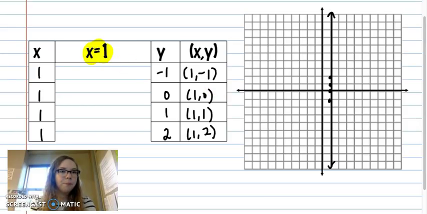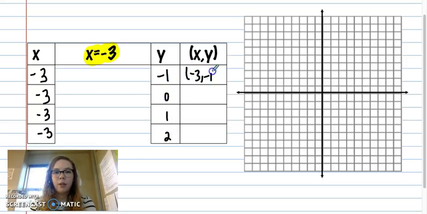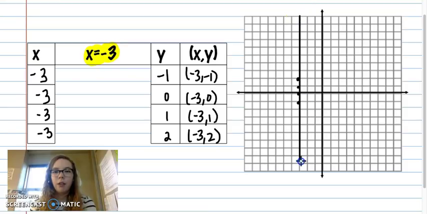Okay, one more. This time I have x equals -3. So no matter what, all my x's are -3. And then I can pick what I want for my y. So -3, -1, -3, 0, -3, 1, and -3, 2. Would be these 4 points. So that is a vertical line, -3.